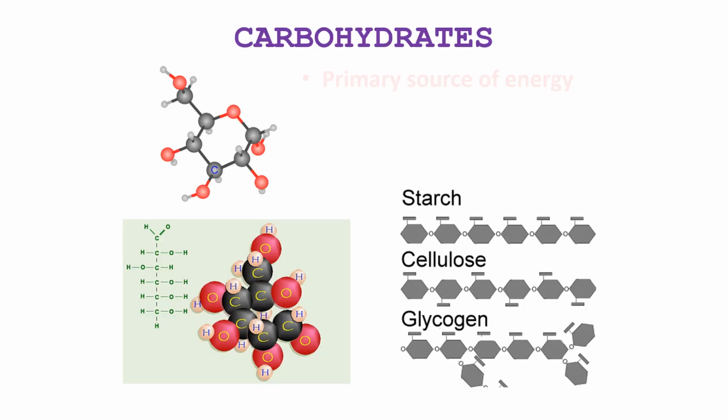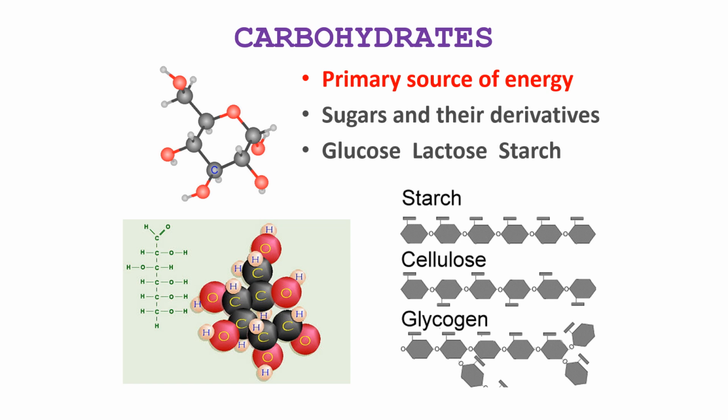So let's talk more about the function of carbohydrates. Carbohydrates are the primary source of energy. Here we're talking about sugars and their derivatives, sugars such as glucose, lactose, starch. Now, when you look at starch, it's a polymer. And if you guys remember, a polymer is composed of many monomers. So here you have starch that is composed of many glucoses that are bonded together. Another example is cellulose, and another example is glycogen. Again, polymers are made out of a bunch of monomers that are bonded together.